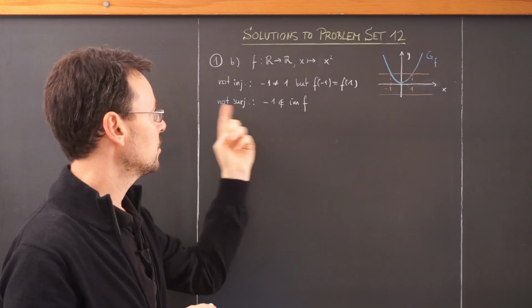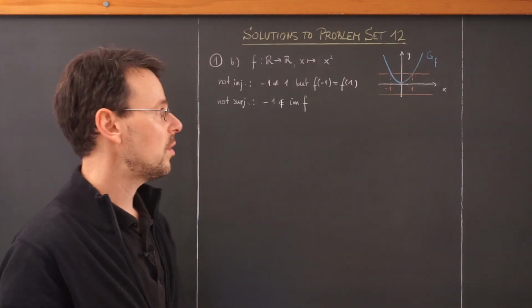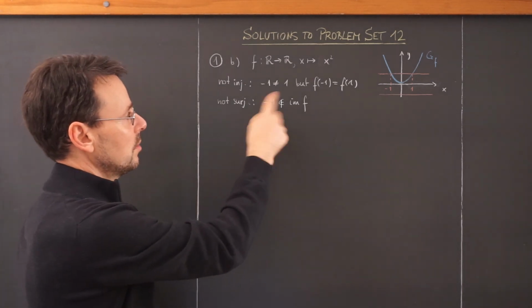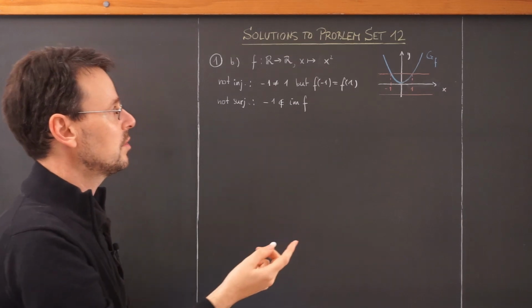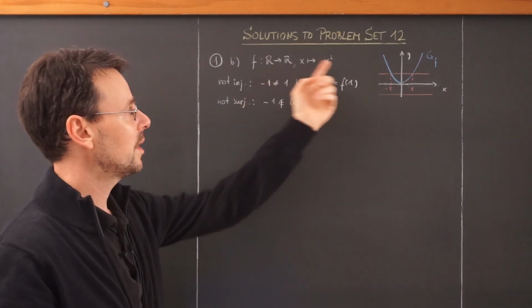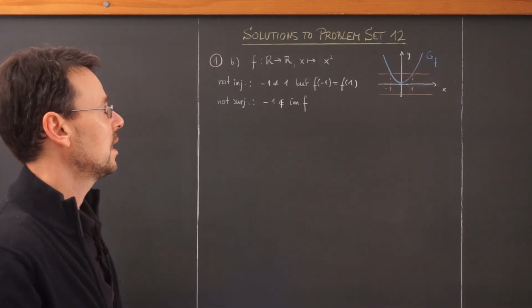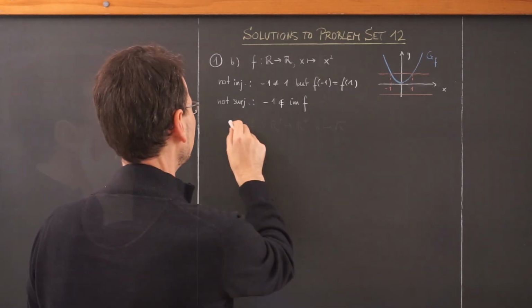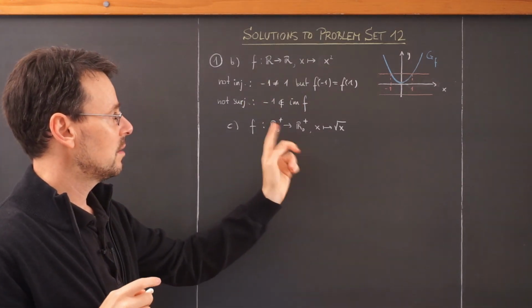And it is neither surjective, because this line here does not intersect the graph at all. So in our terminology, -1, for example, is not in the image of f, because you can't find a real number that squared gives you -1. This shows it is not surjective. But all these problems vanish when I change the domain and the codomain.